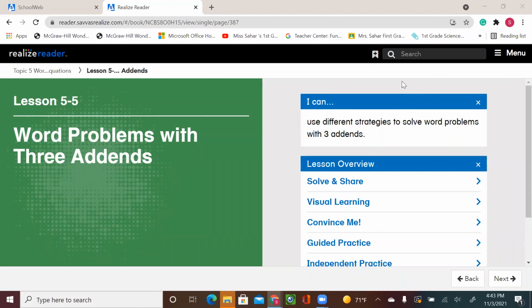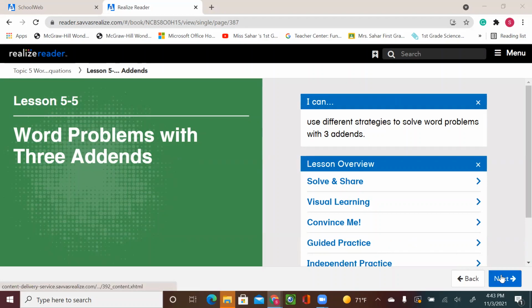Hello, first graders. Welcome to a new math lesson. We're still in topic 5. Today's lesson 5, word problems with 3 add-ins. In the previous lesson, we learned how to add 3 add-ins, and we learned that it's easy to find a way to have 2 numbers together that are easy to add, such as making 10 or doubles. Today, we're going to have more practice adding 3 add-ins, but with word problems.